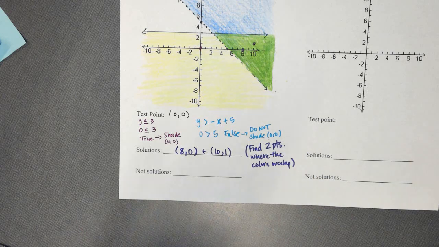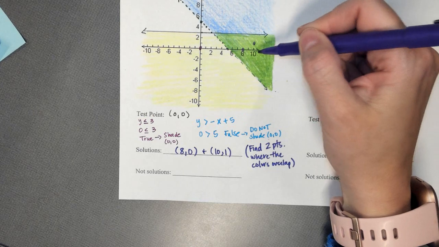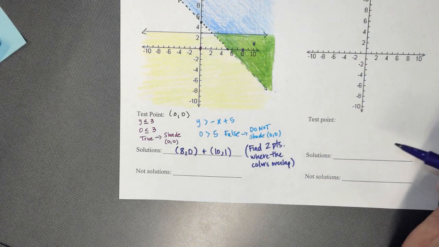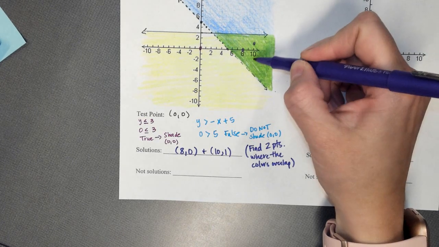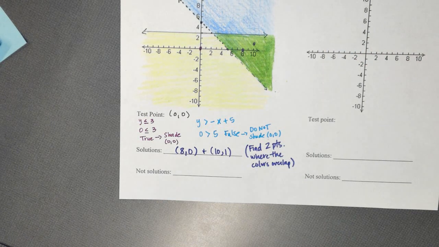Okay, maybe I would also pick, oh, this is over 10, up 1. Okay, now there are many, many different points in that region. You only have to tell me 2. Okay, why did I pick those 2? Because they're random. I knew they were in the region. So you could pick 8, 0 and 9, 0, or 10, 0, or 7, 0. Okay, you could do 10, negative 1. You can do any point that is in that region.